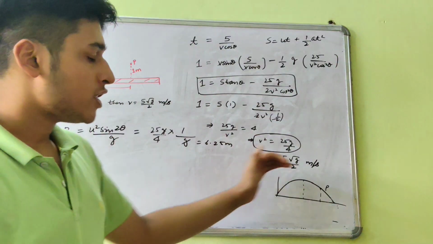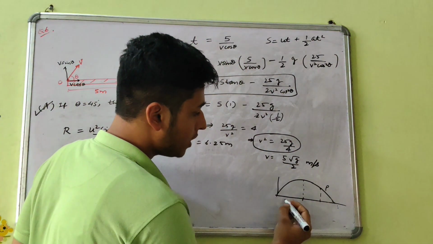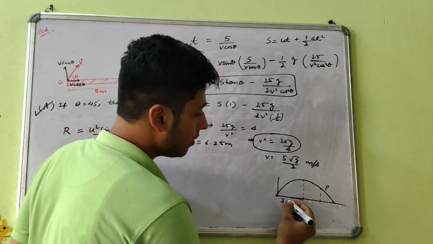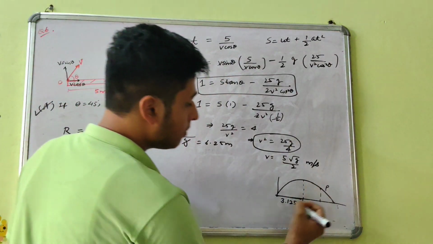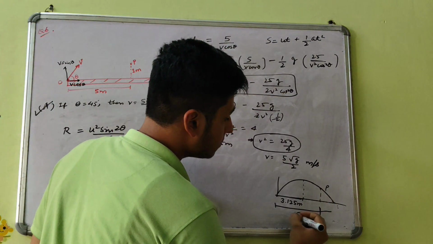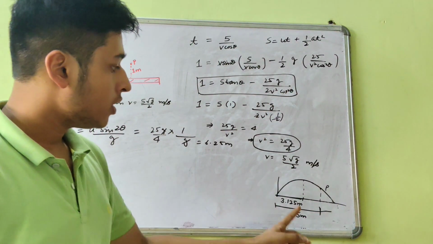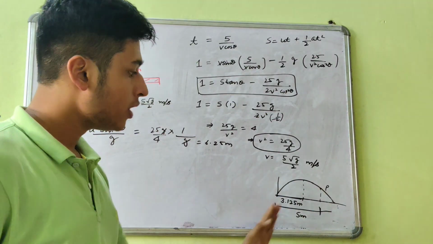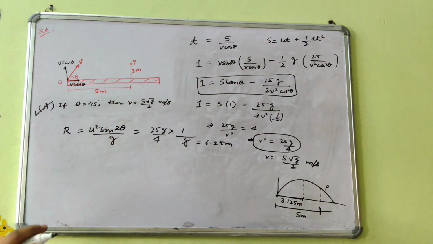Since this parabolic trajectory is symmetric about this point, since this is 6.25 meter, this will be exactly half of it, that is 3.125 meter. And it is given that point P is at a distance of 5 meter, which means that this scenario is true, that it reaches its maximum height before it reaches point P. So option B is correct.